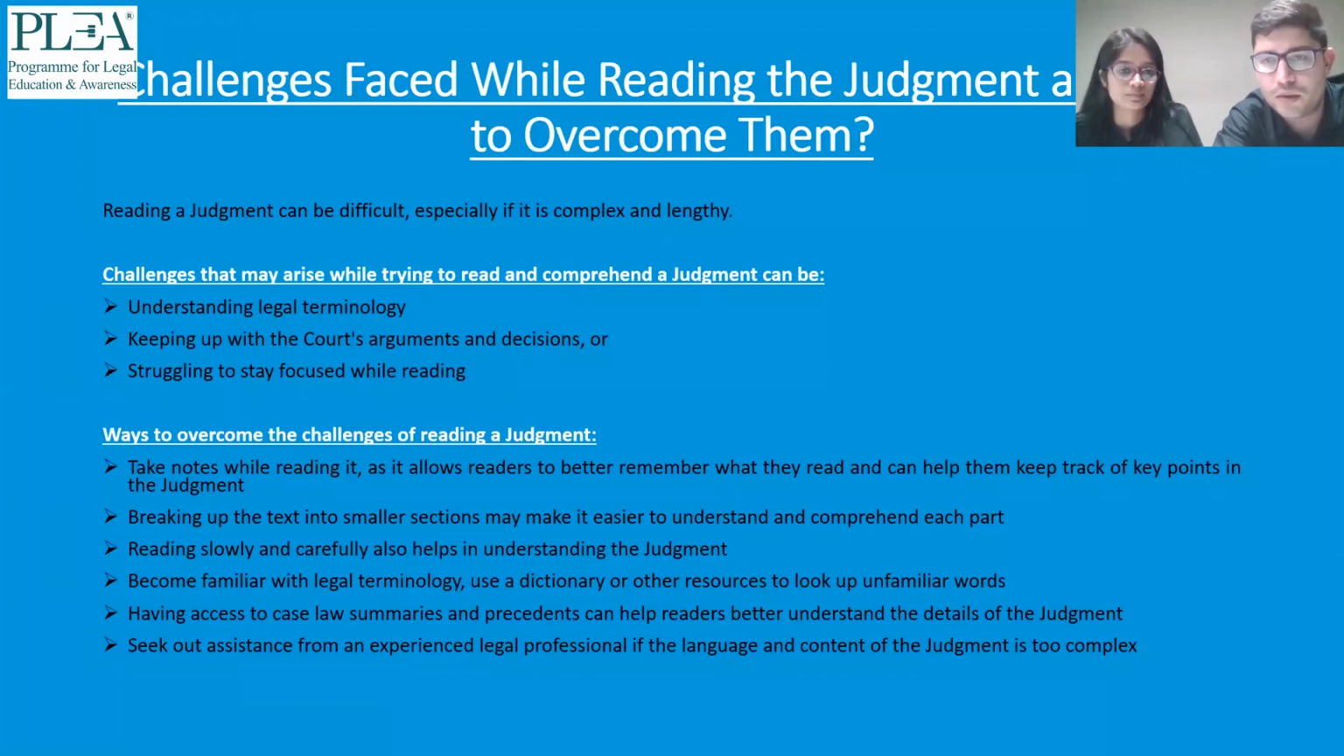Like you read the facts at one point, you can read the cases cited at one point, the arguments made at one point, probably try and find out any of the obiter dicta in the middle, and then go to the final verdict at the end. So that is a way in which you can break down the judgment while reading to make it easier for you to go through it. Then, of course, reading it slowly and carefully will help you in understanding the judgment.